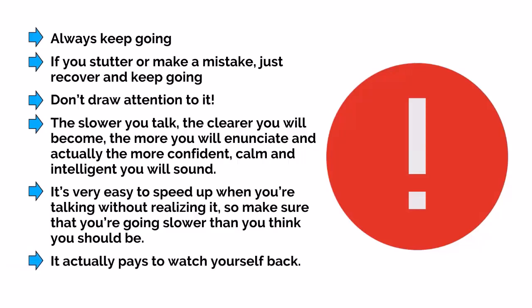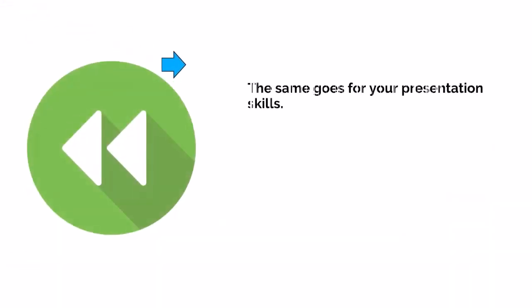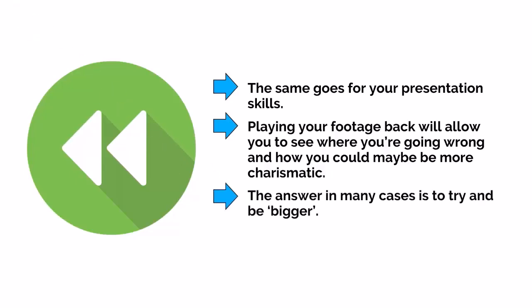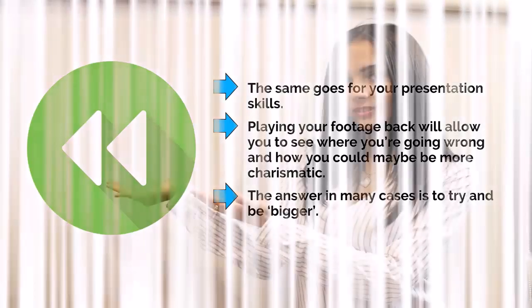It actually pays to watch yourself back. The same goes for your presentation skills. Once again, playing your footage back will allow you to see where you're going wrong and how you could maybe be more charismatic. The answer in many cases is to try and be bigger. In order to come across as charismatic, research says that it's important to gesticulate more. This makes you seem passionate about what you're saying, and it makes you take up more space. Both of those things are great in capturing the imaginations of your audience.